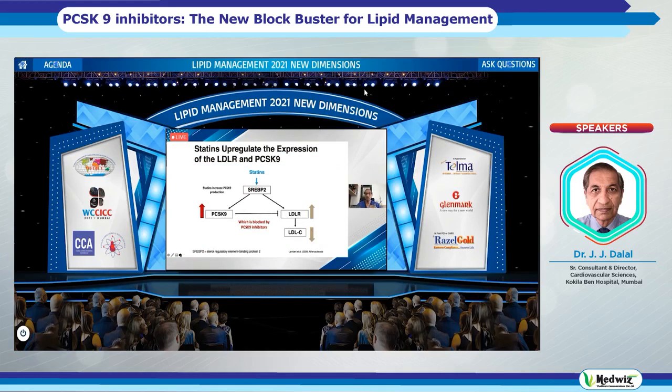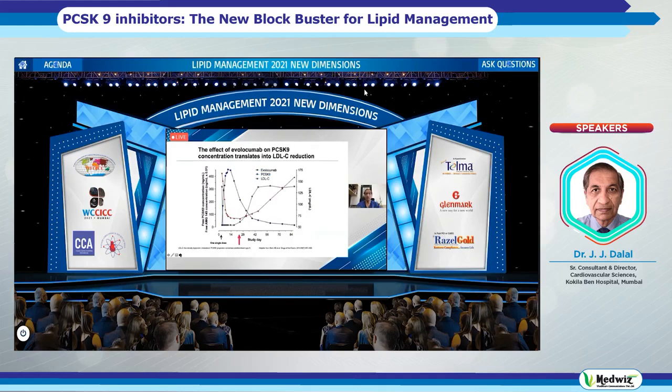So statins, though they reduce LDL, increase the PCSK9 levels, which therefore need to be blocked. And blocking the PCSK9 will increase the LDL receptors again and reduce the LDL cholesterol. So that is why, when you give statins, you have to keep this in mind, and that is why PCSK9 inhibition is so important.